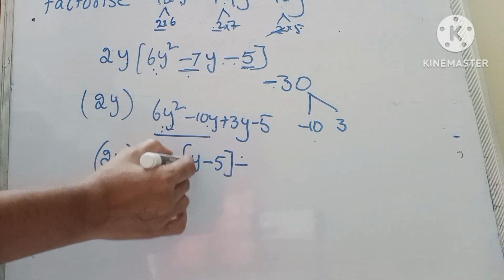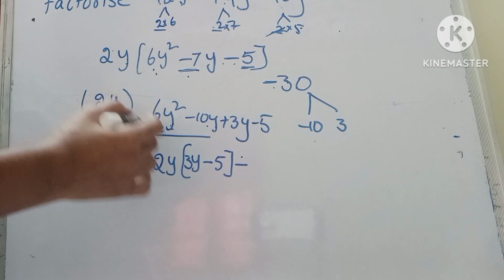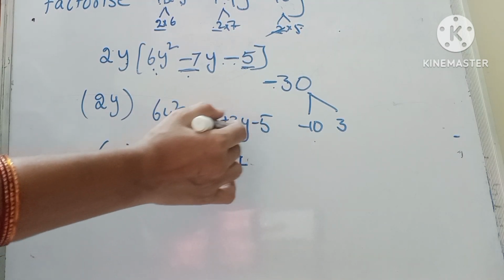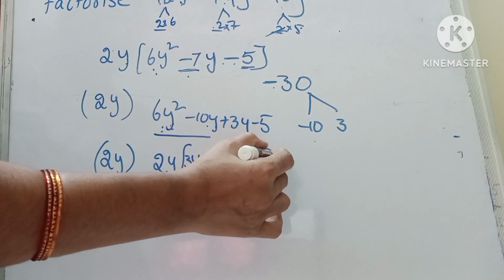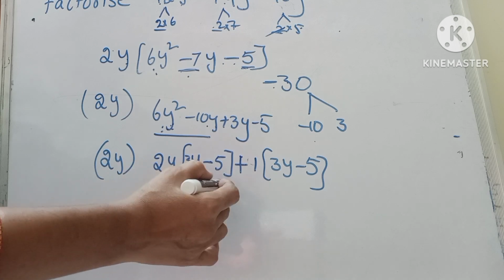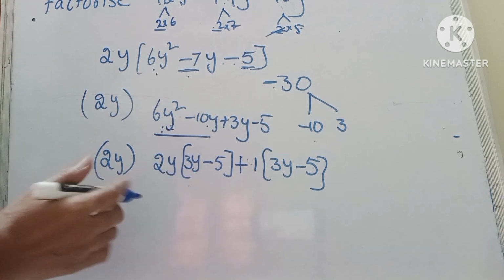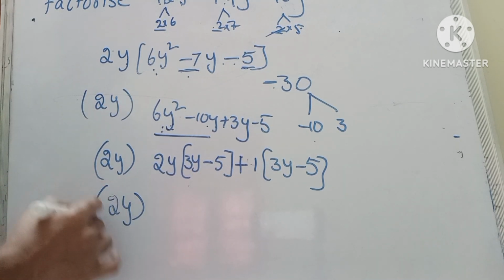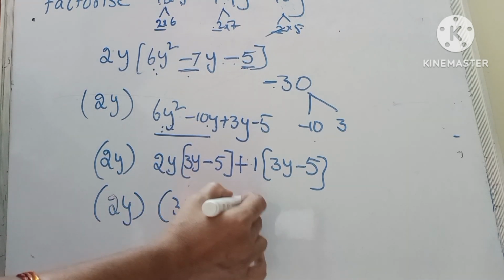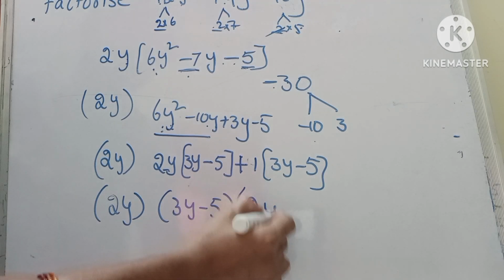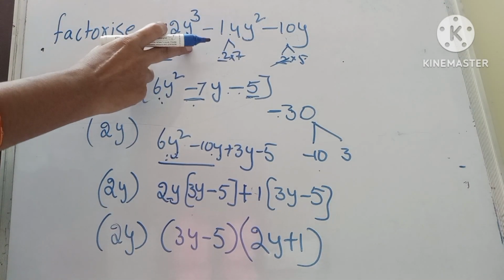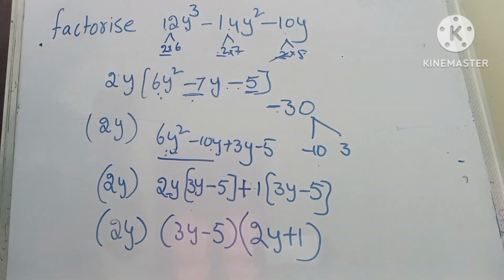Wait, this is 3y, sorry. 6 divided by 3, 6 is 3 times, 3y minus 5, and plus here 1 is the common factor, there is no other common factor, so 1 only, 3y minus 5. So 3y minus 5 is the common factor in the two terms. So 2y into 3y minus 5, and the remaining factor is 2y plus 1. This is the factorization of 12y cube minus 14y square minus 10y.